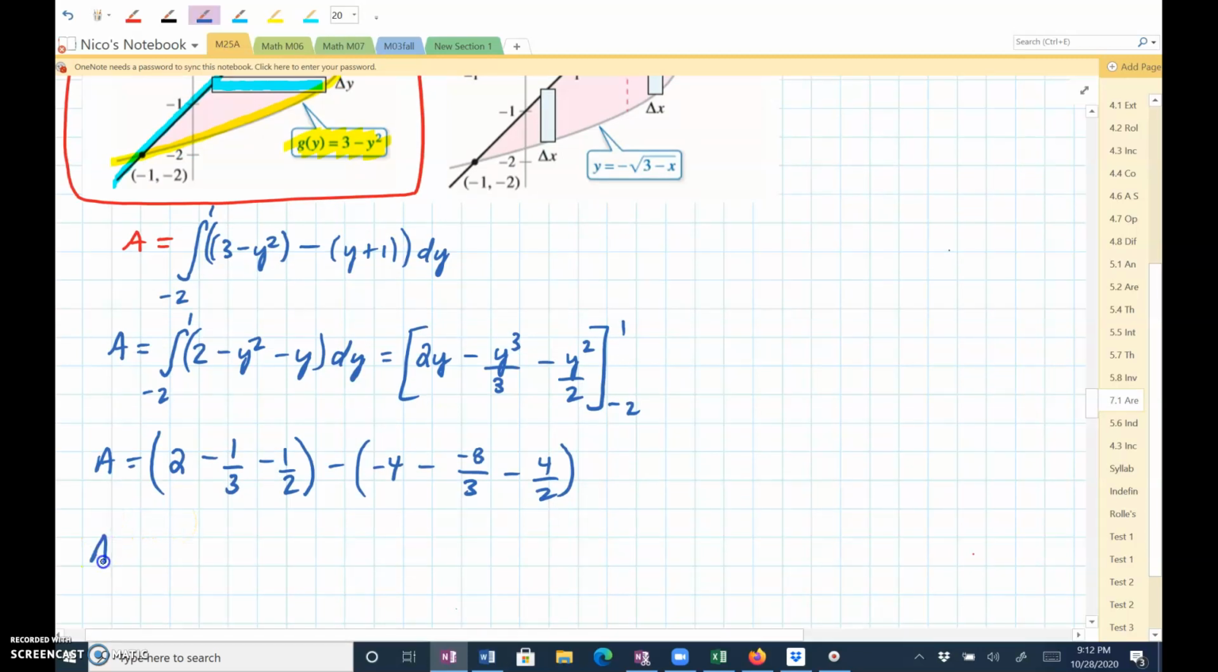So let's see here. Let's do 2 minus negative 4, that's 6. Let's do 1/3 minus negative 8/3. That's going to be minus 9/3. Negative 1 minus 4/3, so negative 1/2 plus 4/2 would be 3/2. So this is going to be 6 minus 3, which would be 3, plus 3/2. Let's see, this is 3 and 3/2, or 9/2.